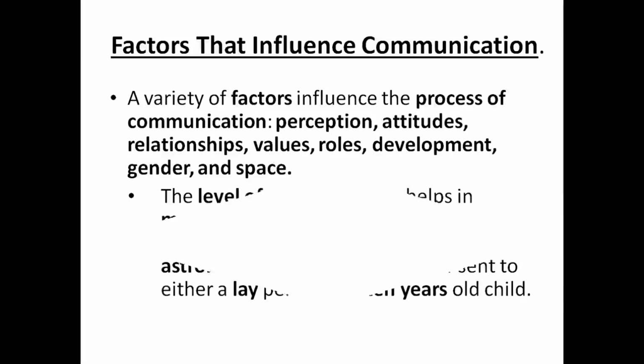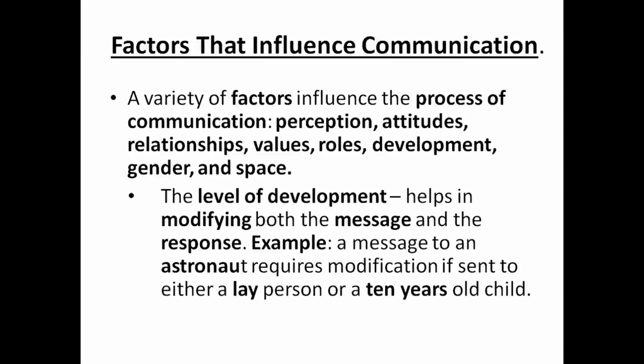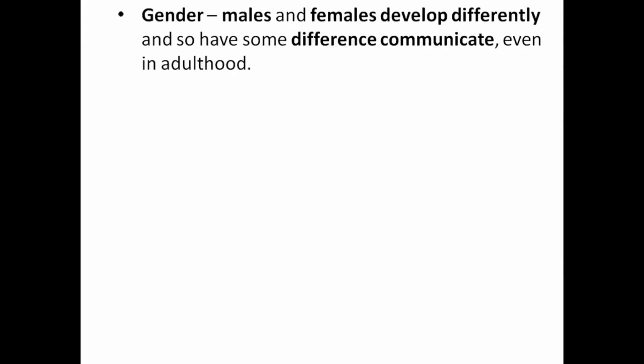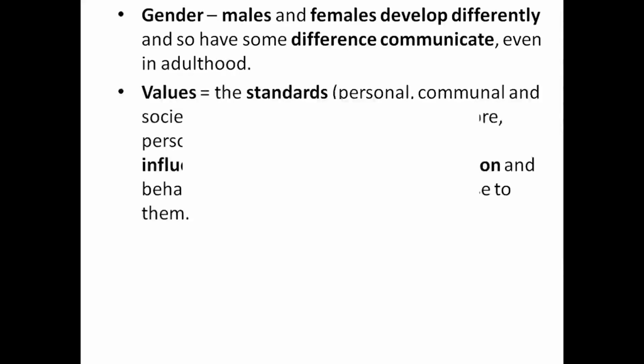the space. So the level of development helps in modifying both message and response. For example, a message to an astronaut requires modification if sent to either a layperson or a 10-year-old child, because an astronaut is a person who is an expert in some particular terms, but may not be familiar with a layperson or a 10-year-old child. Then gender, males and females develop differently and so have some difference in communication even in adulthood.